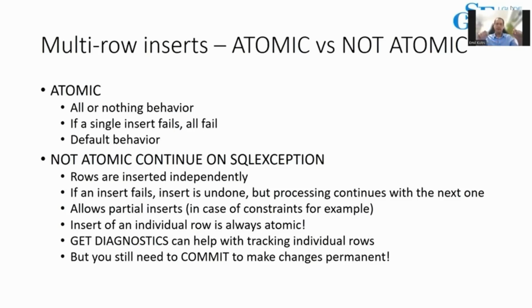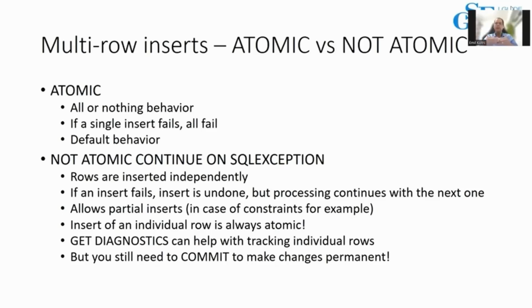Still keep in mind that insert of an individual row is always atomic, right? So you will have the row either entirely inserted or not. By partial insert, I don't mean that you can insert half of the row. No, that's not the case. So an individual row is always atomic. Now, as I mentioned, in this case some rows might be inserted, some might be rejected. So how do I know? And that's where Get Diagnostics can help you with tracking those individual rows. I will show you an example of how you can use that.